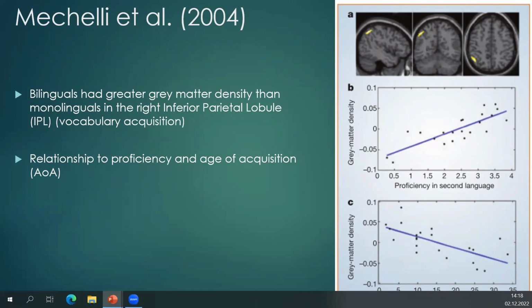So the first one, the seminal study by Mechelli in 2004, showed that bilinguals have greater gray matter density than monolinguals in this part of the brain, the right inferior parietal lobe, which has been linked to vocabulary acquisition. And also, the volume in this region correlates positively with proficiency in the second language. So the more proficient, the bigger the volume in this region, and also negatively with the age of acquisition, which you cannot see here, in the sense that the younger the age of acquisition, the bigger.